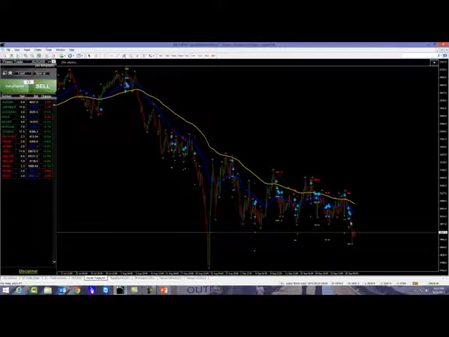Again, entry down here, which is below the most recent swing low, a stop loss above the most recent swing high, and the target is a 1-to-1.